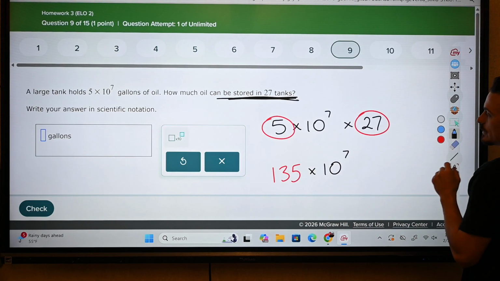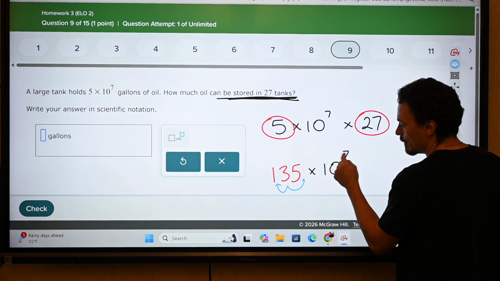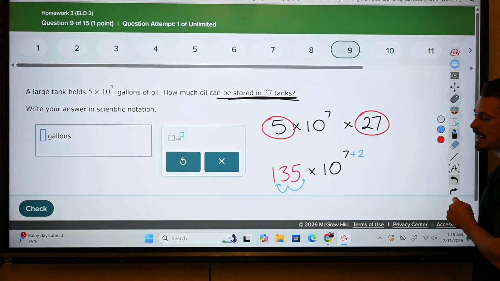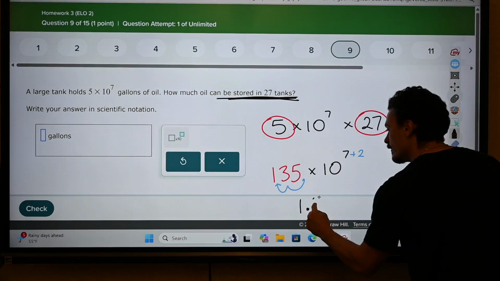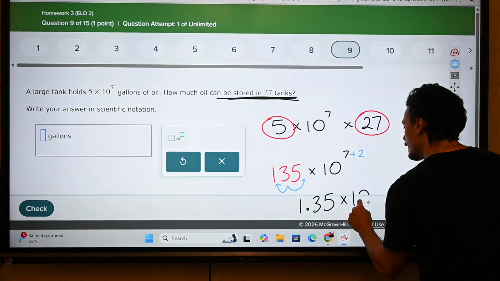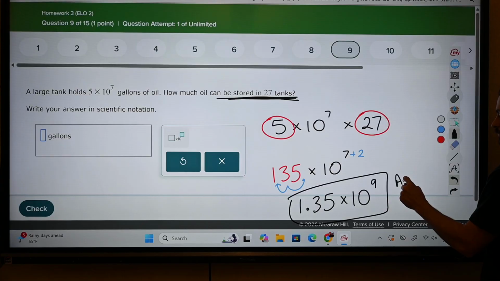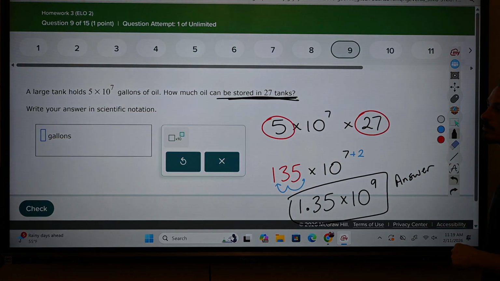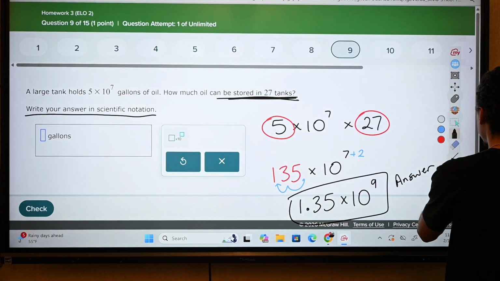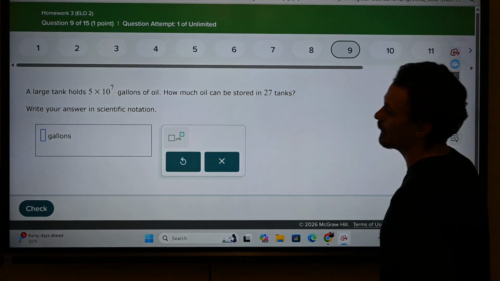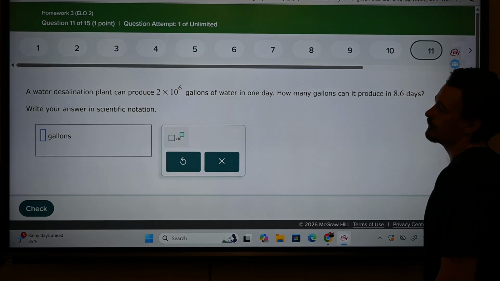Now this right here is exactly what I just talked about. The decimal's here, and I need it to be here. So that means I need to add two more factors of 10 to my answer. And I have to do 1.35 times 10 to the 9th, because you have to write it in scientific notation. Okay, number 11. Same question, so I'm going to skip it.